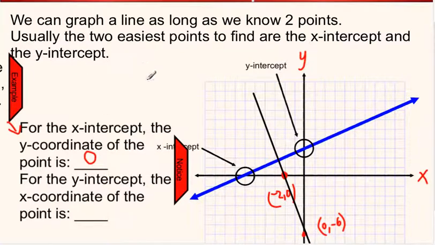For the y-intercept, the x-coordinate is always 0. That's the nice idea. So if I wanted to find out the x-intercept, I know the y value is going to be 0. If I want the y-intercept, I know the x value is 0. And we've always just said that an equation of a line has two variables. If you know one, you can always find the other. So we're going to use that idea to locate where these intercepts are.